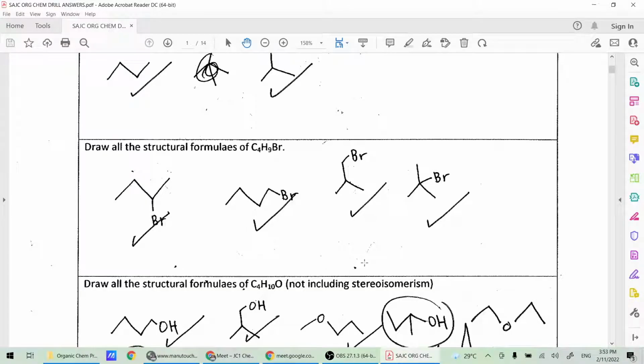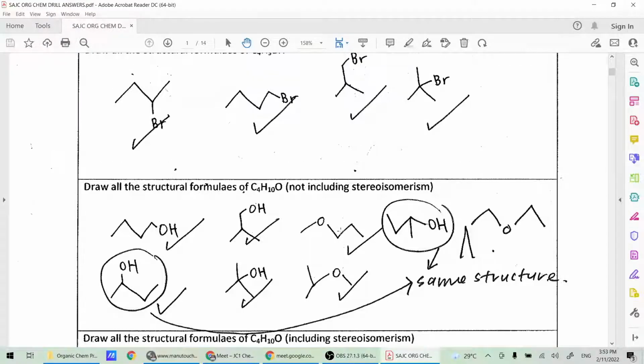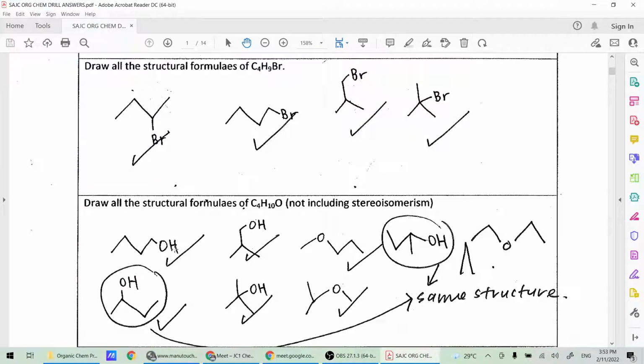Okay, next one will be C4H9Br. You can see the first answer is a 2-bromoethane. Then just keep on moving on. Just check your answers for C4H9Br. There are a total of 4 options. Try to draw the skeletal formulas. It's a good time to actually practice getting used to the skeletal diagrams.